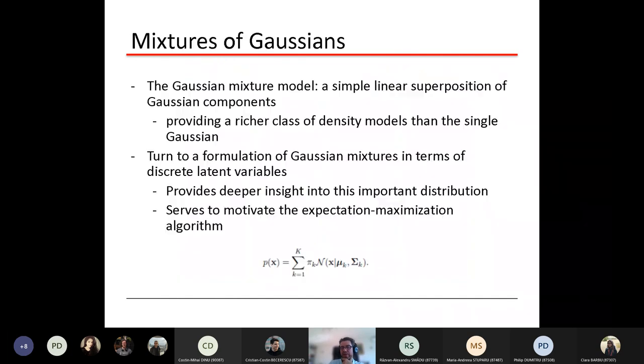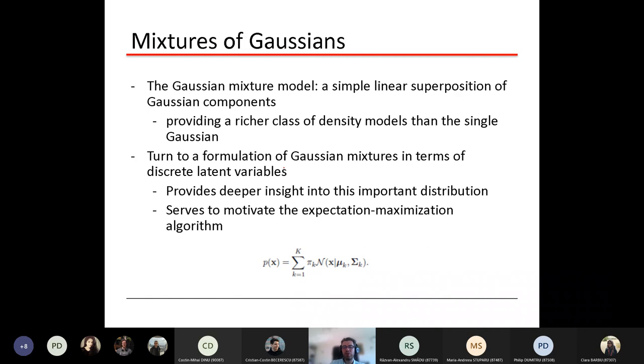Cool. So this is k-means, and now let's go into the main part of the class. So we said we're going to talk about mixture of Gaussians. We're going to take a linear combination, a linear superposition of Gaussian probability distributions, which will allow us to build more complex probability distributions by using a simple distribution, like the Gaussian distribution.